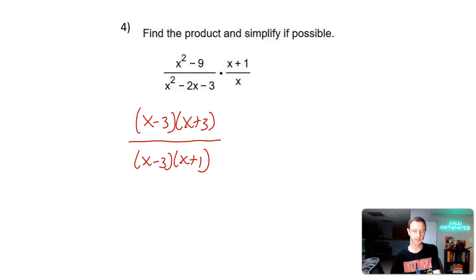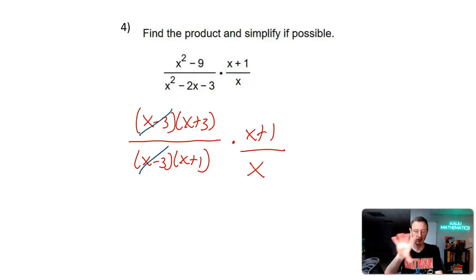Right? Negative 3 times 1 is negative 3. Negative 3 plus 1 is negative 2. Times x plus 1 over x. I couldn't factor that at all, so I just leave it alone. X minus 3 is x minus 3. So we're looking to simplify anything. Anything in the numerator can simplify with the denominator.